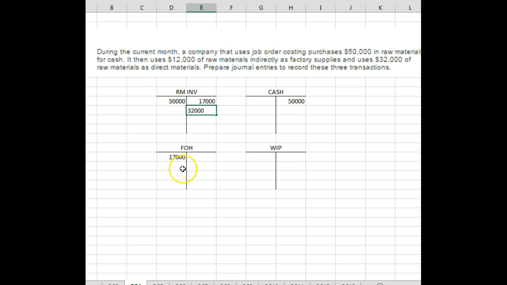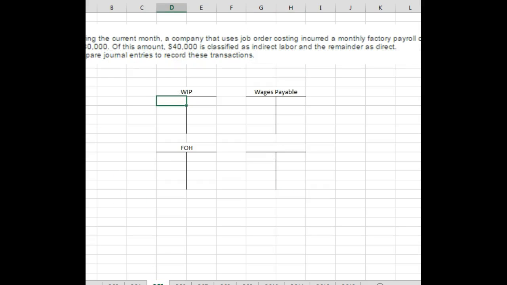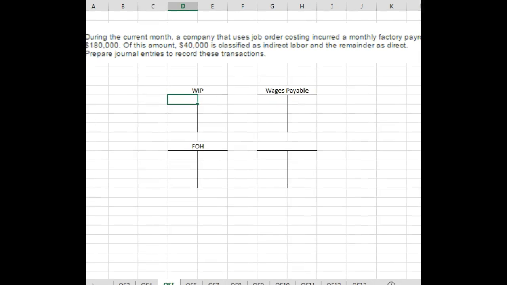But instead of going to factory overhead with this, I go to work in process now. So how much is left in here? This is zero. My cash has been taken care of. My factory overhead will eventually be transferred over to work in process. So that's another example.